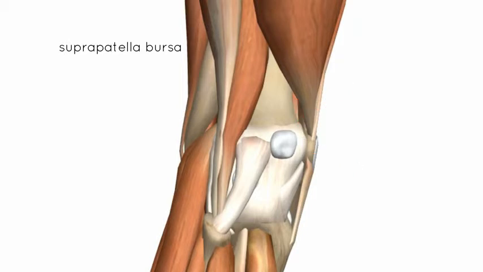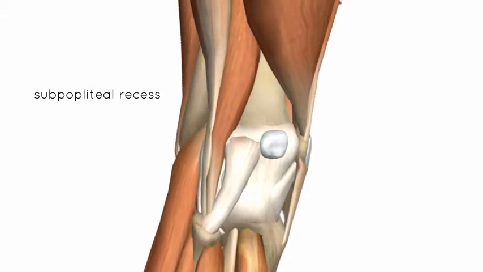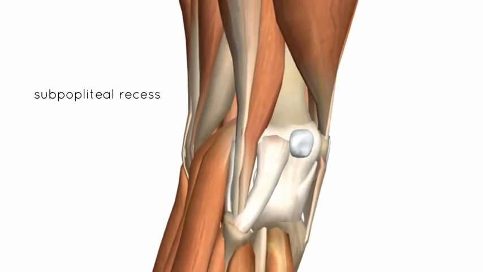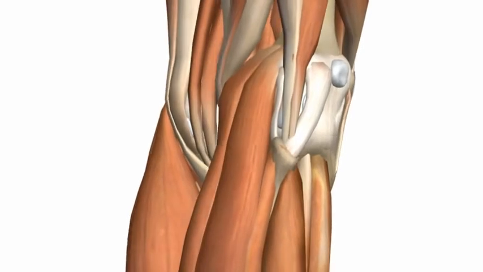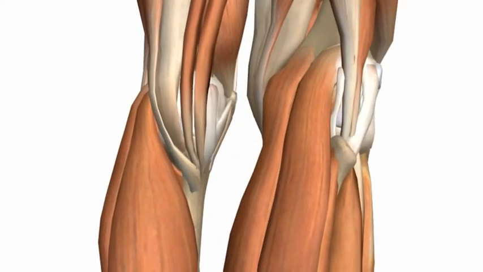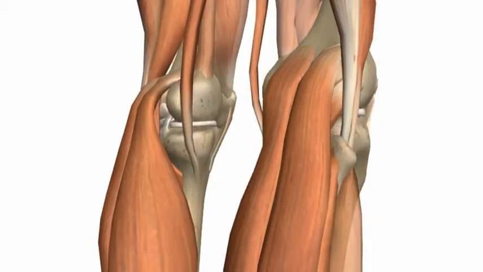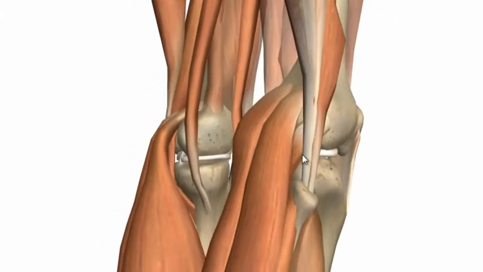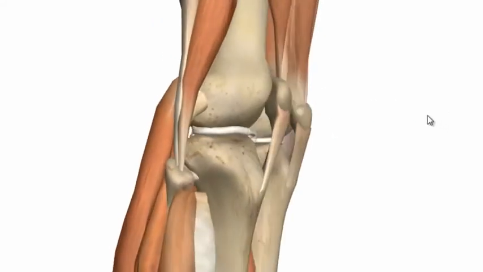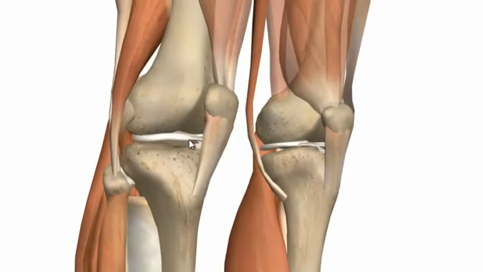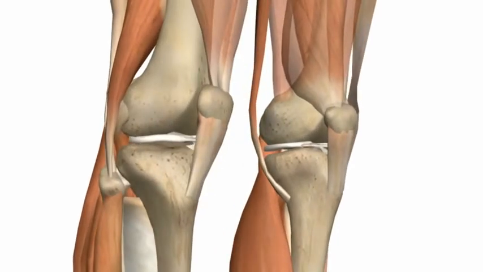So it also folds to form the subpopliteal recess. So this fold lies between the popliteus tendon and the lateral meniscus. So if I just fade away the muscles, we might be able to. Okay, so you can see this muscle here. This is the popliteus muscle, and if I rotate it around, you can see the lateral meniscus here. So this bursa sits under the popliteus tendon between the lateral meniscus.